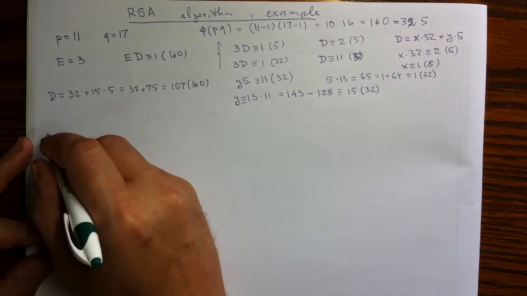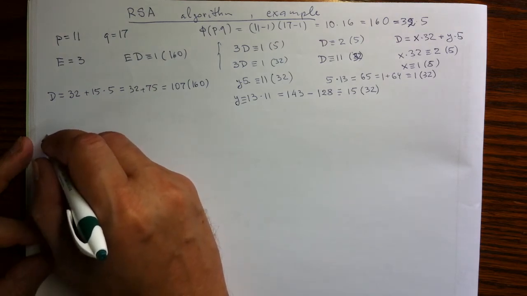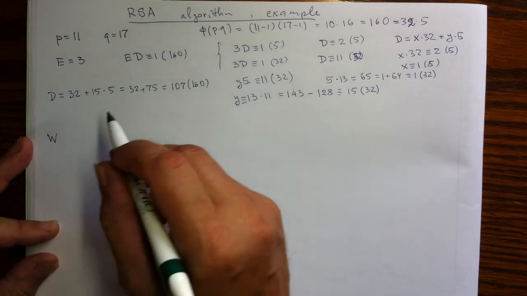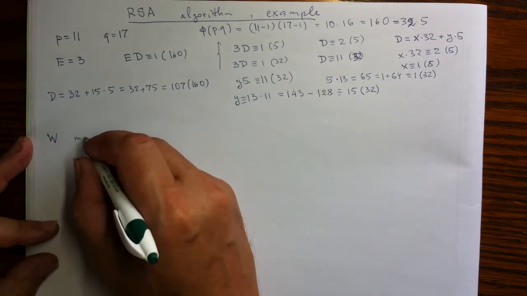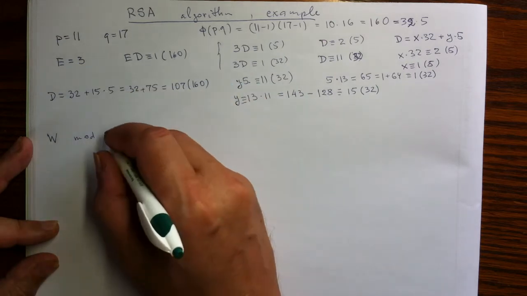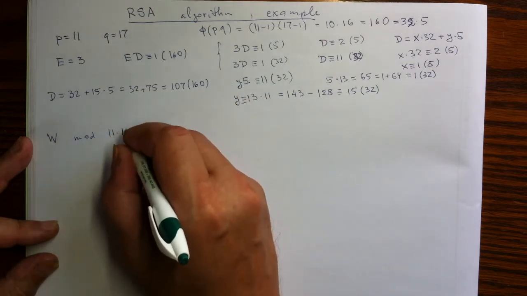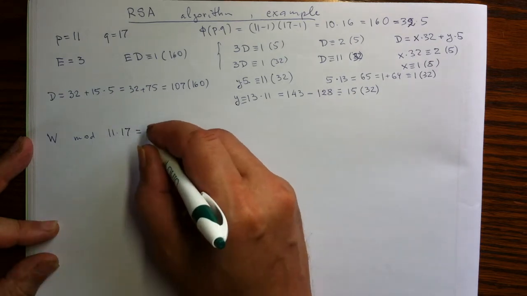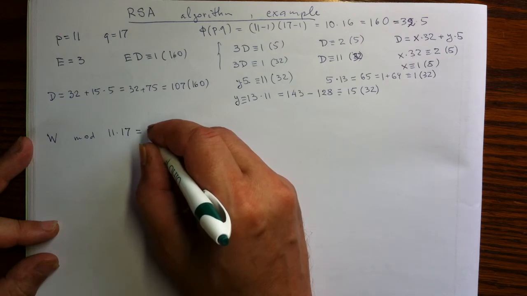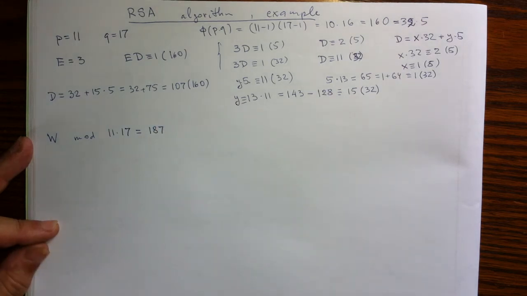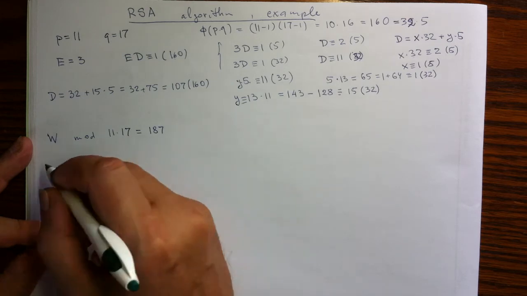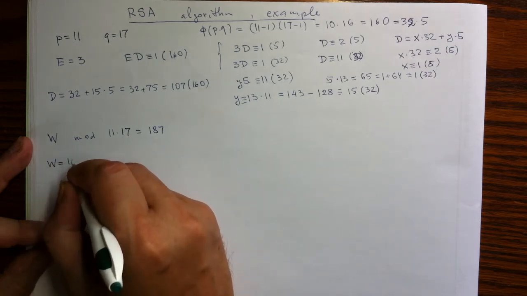So now I have to choose a message, choose a number modulo the product of my primes 11 and 17. So that is 170 plus 17, 187. And whatever I have to send, I have to encrypt. So yeah, let me choose it to be, say, 10.